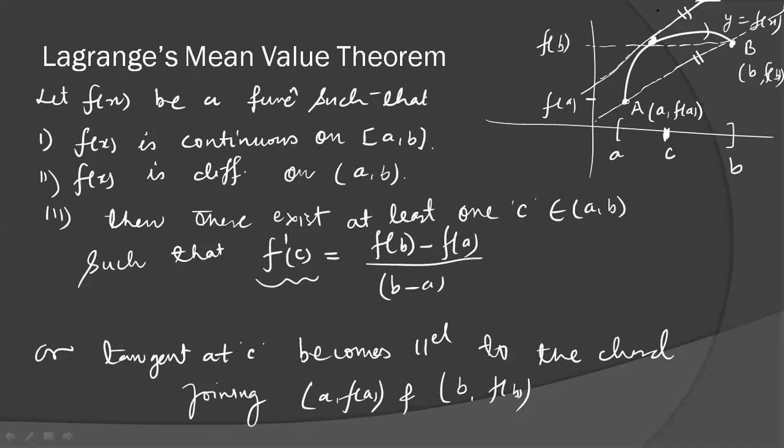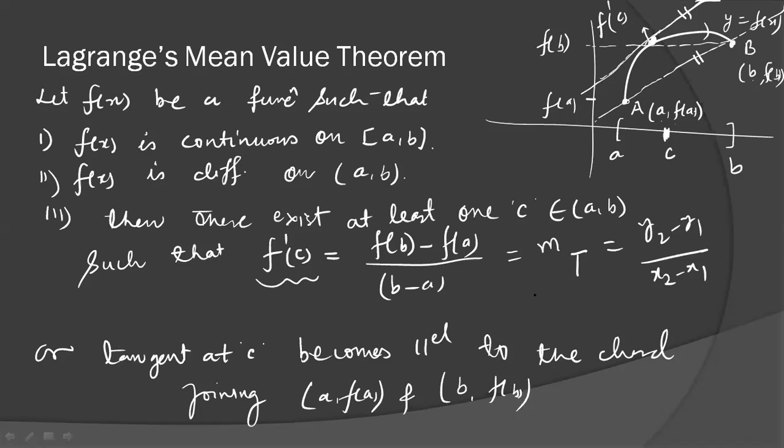When both lines are parallel, it means the slopes will be equal. So the slope of this tangent at point c, f'(c), will be equal to the slope of the chord AB. If the coordinates of the chord are (x1, y1) and (x2, y2), then the slope is given as (y2 minus y1) upon (x2 minus x1). So y2 will be f(b) and y1 will be f(a), upon b minus a. This will be used, and you will always get at least one c in the open interval (a, b) where the tangent is parallel to this joining chord.